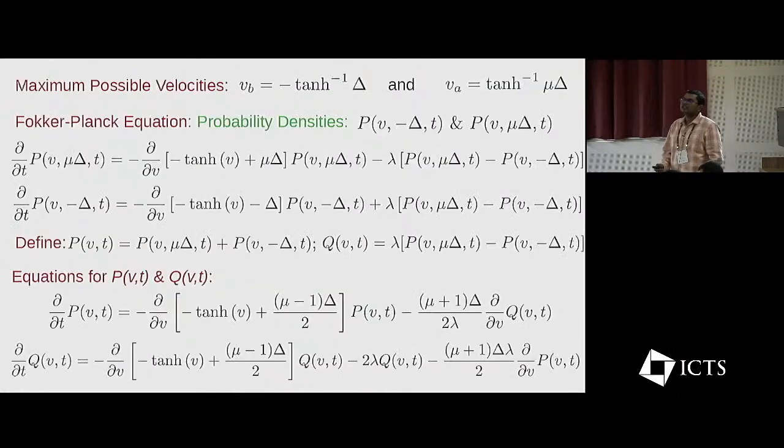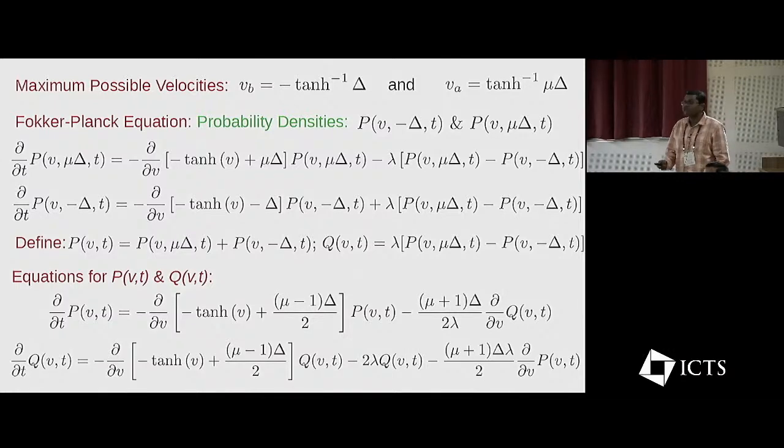Now with this form of the active force, the particle can take any values between Vb and Va. This form suggests that our parameter delta will be less than 1, and for any value of delta, mu can take any value such that mu delta is less than 1. Next, we calculate the steady state velocity distribution function of this model using the Fokker-Planck method.